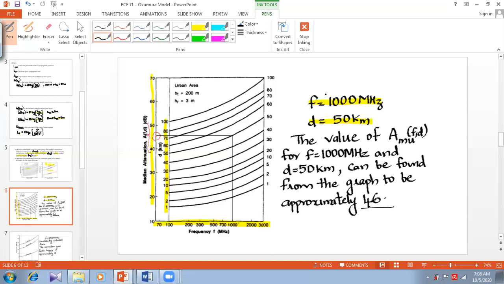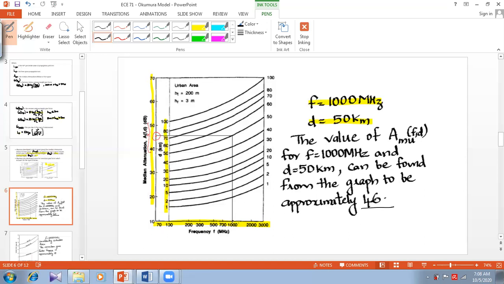For a given frequency which is under consideration, I considered here 1000 megahertz, just for the purpose of making you understand. It depends upon what is given in the problem which you are supposed to solve. So 1000 megahertz, and the distance of separation between the receiving and transmitting antenna is given as 50 kilometers. First we find where the frequency corresponding to what is given is. So we have been given 1000 megahertz.